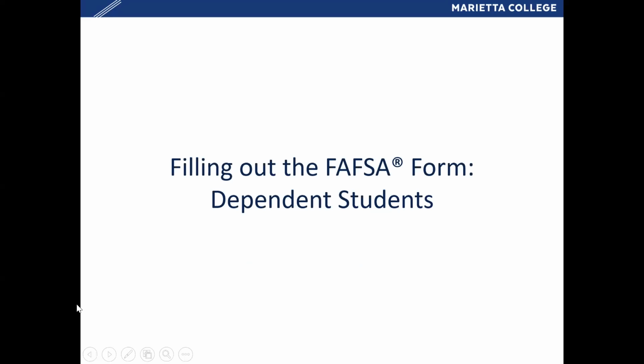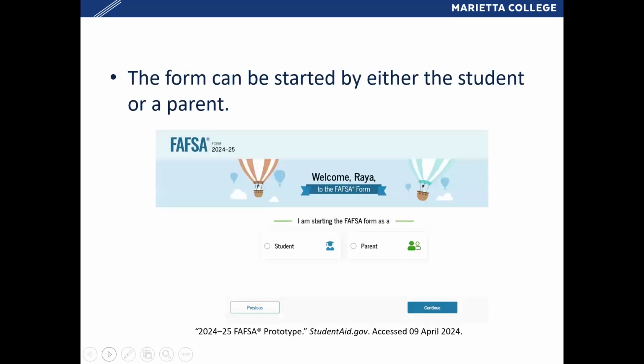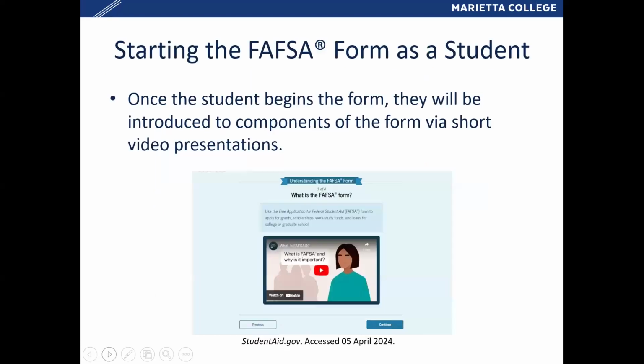So we're going to go through filling out the FAFSA form for dependent students. Most undergrad students are going to be dependent students. So the form can actually be started by either the student or a student's parent. Depending on who logs in, you'll want to select the correct version of the form. So again, we're going to be starting the form as a student in this example.